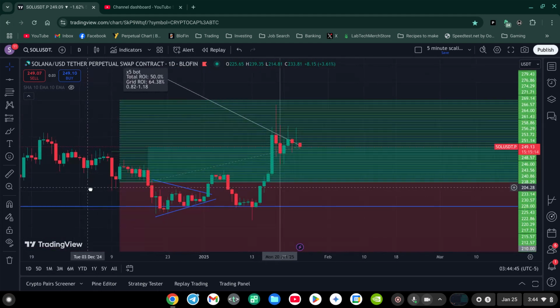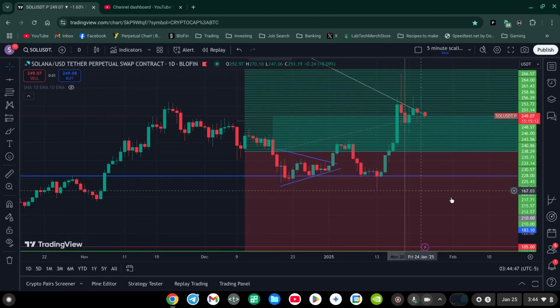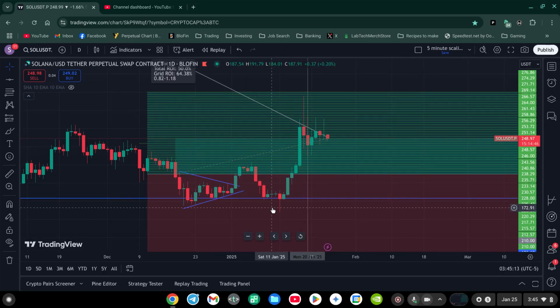But some people would have been taken out if they entered a long trade here because they might set a stop loss like down here. And they would have been stop lossed out, although they wouldn't have lost a tremendous amount. If you were to set a more generous stop loss and go in here, then you would be fine.